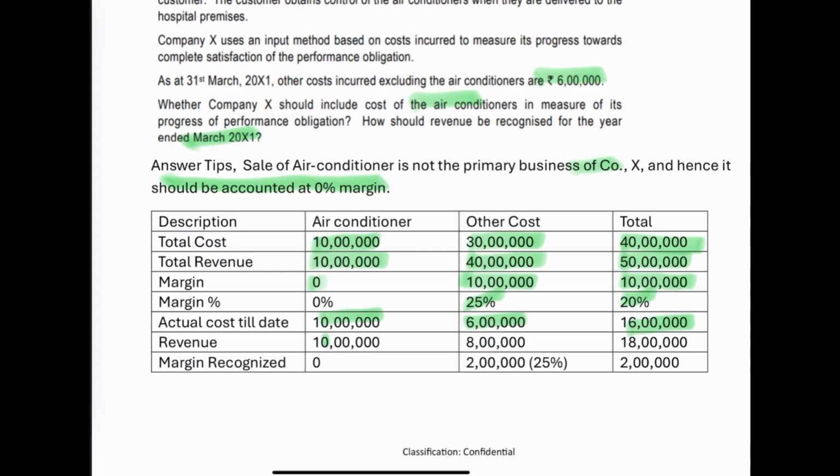Okay, so now for the air conditioner, since it's at 0% margin, the entire revenue at cost, 10 lakh, can be recognized. And your revenue from other costs will be 8 lakh, because you can add 25% margin. So 25% margin on 8 lakh will come to 2 lakh rupees. So 2 plus 6 is 8. So you are allowed to recognize revenue at 8 lakh rupees. So the total revenue to be recognized is this 8 lakh plus 10 lakh, which will be 18 lakh, and total profit to be recognized is 2 lakh rupees.